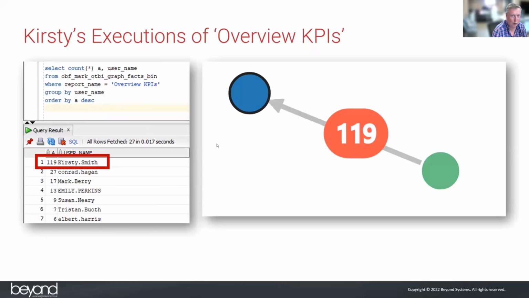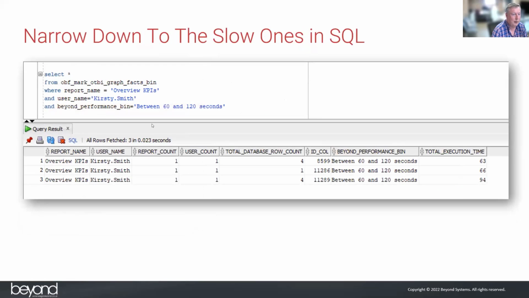So let's take the executions of this report here by Kirsty Smith. She ran this specific report 119 times. Now, if you run it 119 times, and I looked at the bins and found out that of those 119 things, the slowest was between 60 and 120 seconds, and there are 3 of those. Now, if I go back to my graph model to look at this report that's been run by Kirsty Smith 119 times, of which 3 are really slow, which will have to do with SQL.